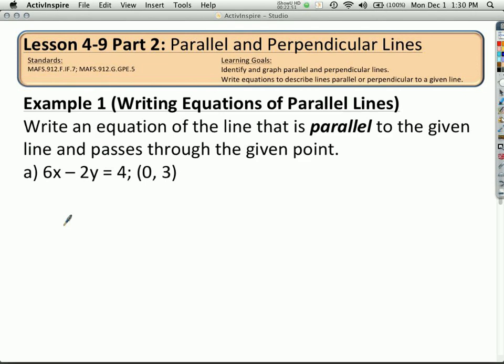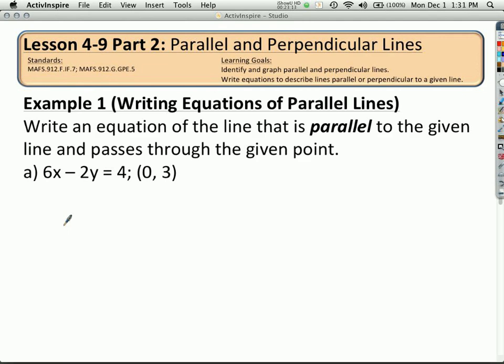So, I'm going to read this to you out loud. Write an equation of the line that is parallel to the given line and passes through the given point. It sounds crazy, and it's challenging. So I'm going to clear up a few things to the best of my ability for you so that you can have success.